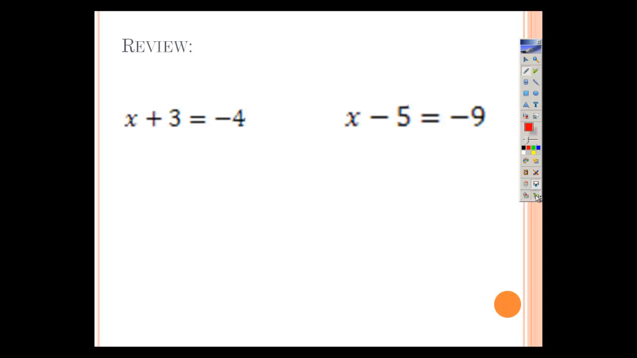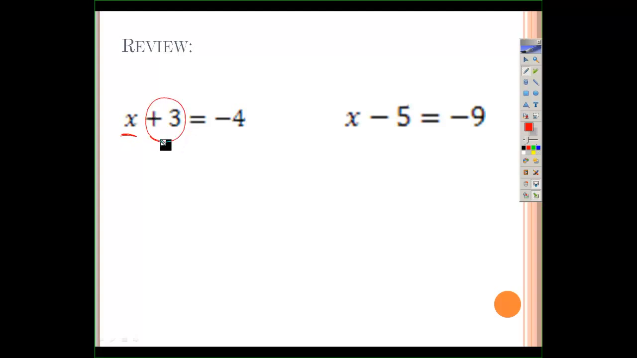Let's just review what we know about one-step equations, okay? We know that when you have an equation, the goal is to get x, or whatever the variable is, by itself. In this case, x. We don't know what it is, but we want it to make a true statement. In this case, we have this plus 3 on the left-hand side of the equal sign, and we don't want it there anymore. We want to get rid of it, so we subtract 3 from both sides.